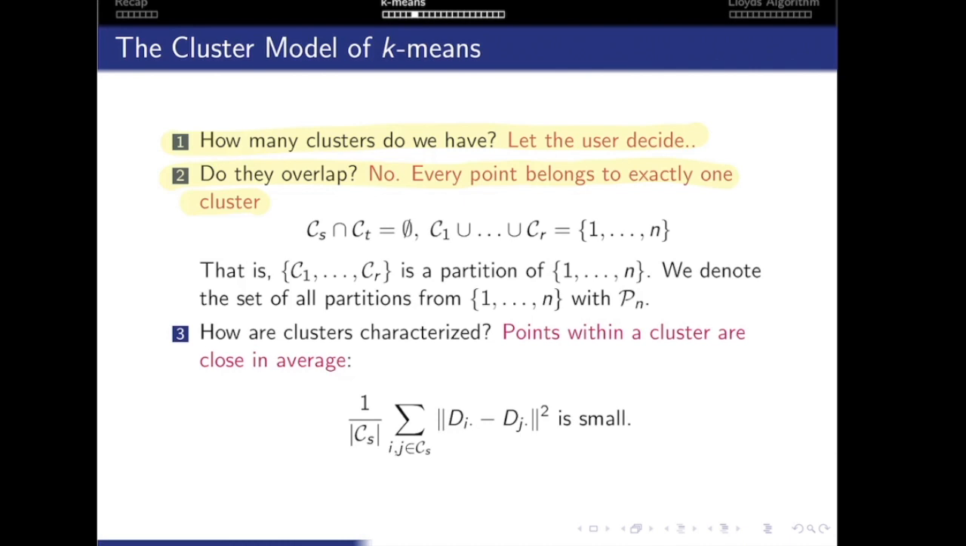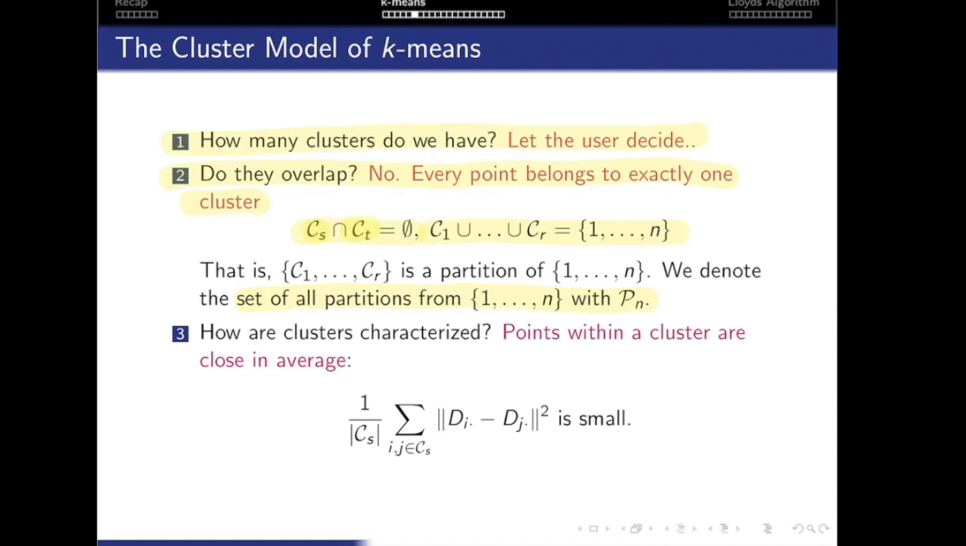And that means if we have these clusters, which are sets of points, they have no overlap, so the intersection of them is the empty set. And the union of all clusters returns the set of all points, here indicated by their indices. Then we have a partition, so every point belongs to exactly one cluster. The set of all partitions of these n data points is denoted with Pn.